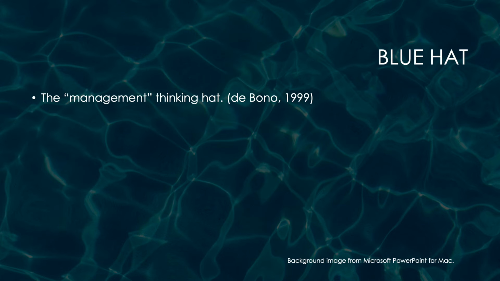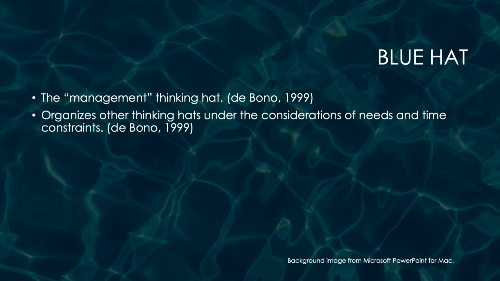And last but not least is our blue hat. Now the blue hat, as I said earlier, is the management thinking hat. It organizes other thinking hats under the considerations of need and time constraints. So rather than us just jumping from hat to hat to hat to hat for hours on end, this is going to organize what we need to think about, what hats we need to wear to get to our final resolve and get things done.